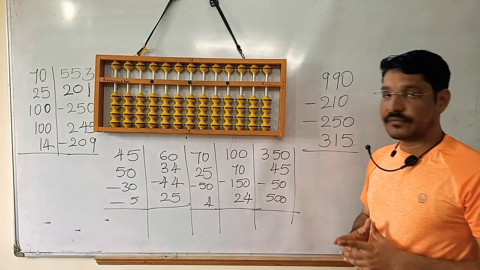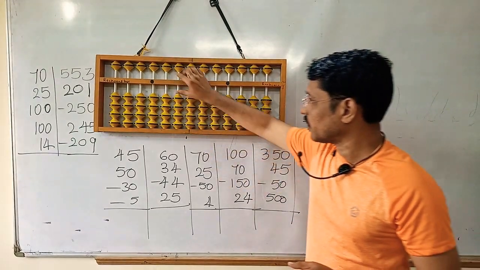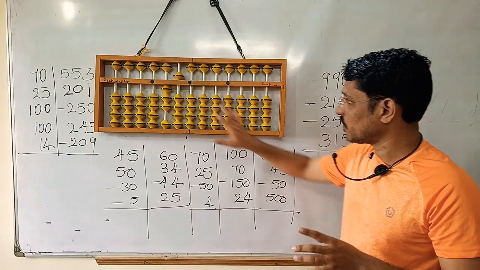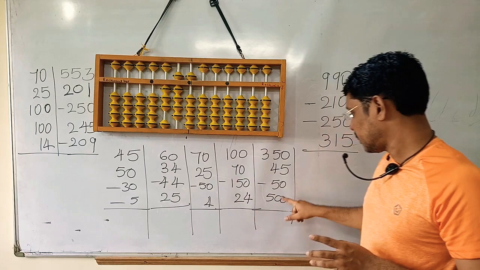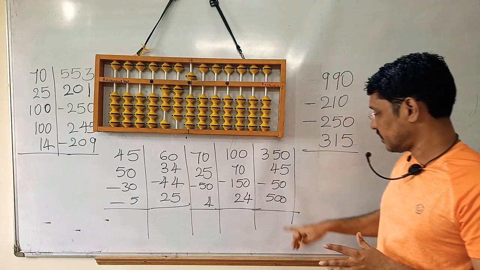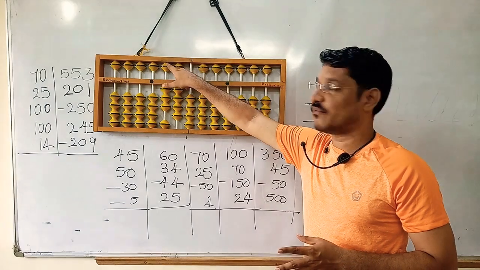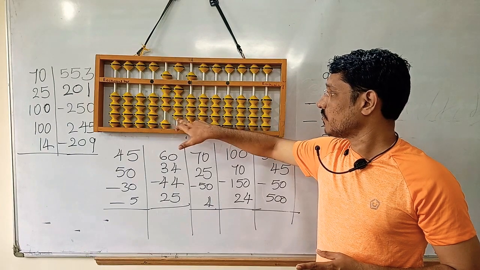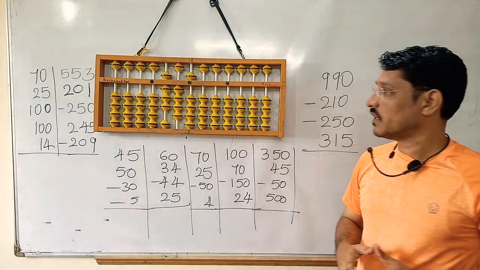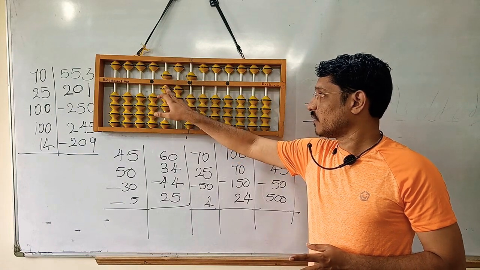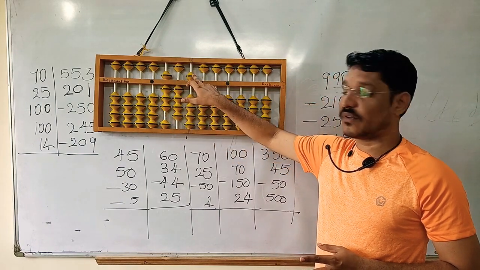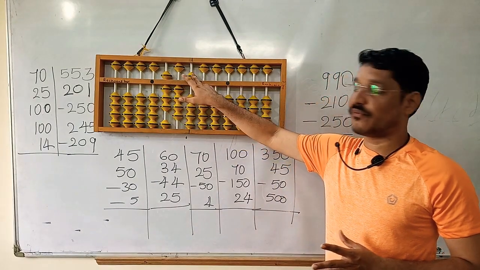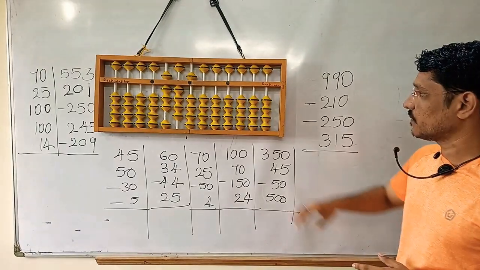Then 350. Next is 450. Here minus 50, plus 500, here it is my 500s. Total is 5, 6, 7, 8, here it is a 4, here it is a 5. The answer is 845.